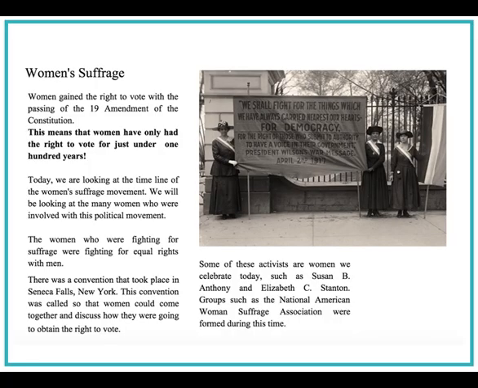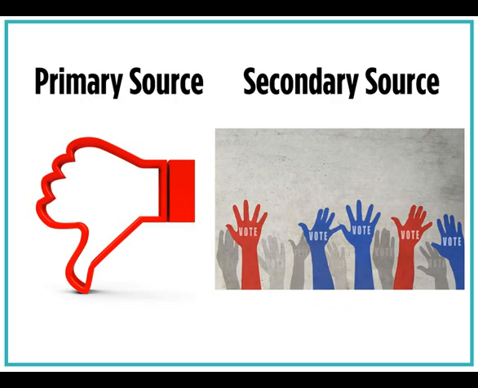The next source is a secondary source. It's a news article that follows how women eventually gained suffrage. Suffrage means that they have the right to cast a vote in elections. The newspaper article was written many years later.